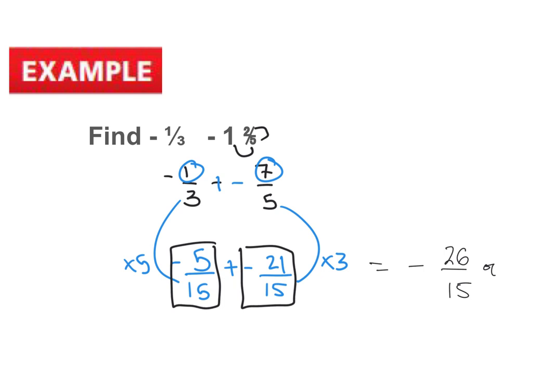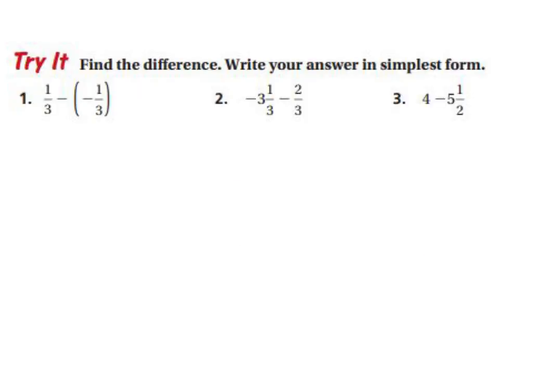Or I could write it as 1 and 11/15. And that would be negative 1 and 11/15, or negative 26/15. Now you try it. Go ahead and attempt all three of these, and then once you're ready, push play. I'll talk you through the answers.